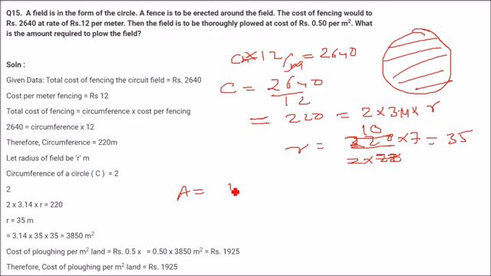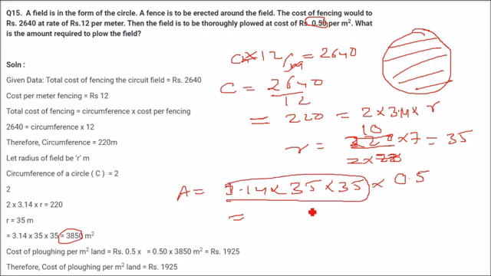So what is the area? Area will be pi r square, that is 22 by 7 into 35 into 35. And now the cost per meter square is 0.50. And this is meter square only. So you just have to multiply this by 0.5. So this is going to be 3850 multiplied by 0.5. You get 1925 is the cost of plowing.